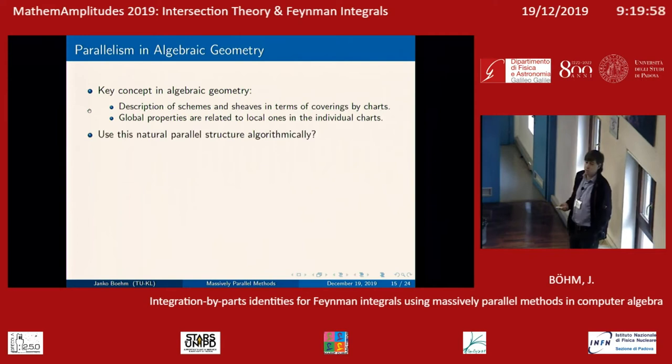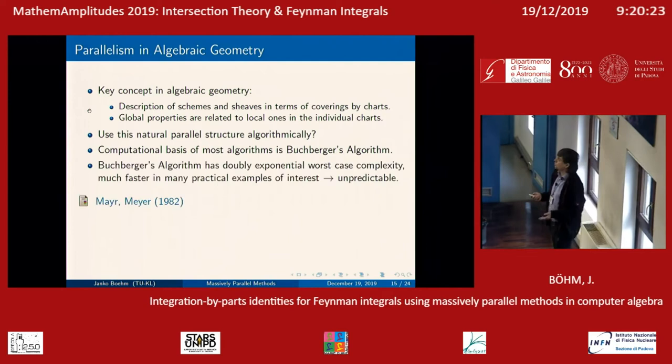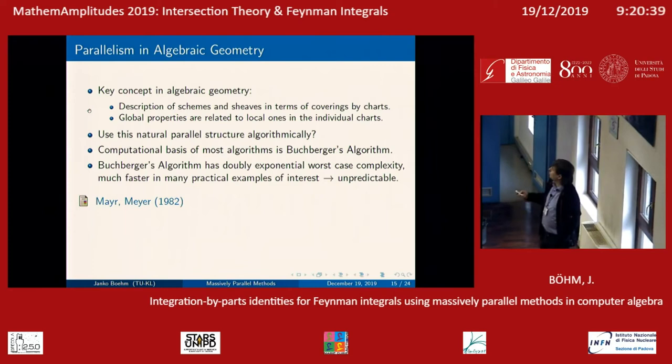If you want to use this parallel structure on a computer, you think in the first place, and this is why people didn't do it for long, that it's not really possible. And the problem is that a single chart may dominate your runtime, because in every chart you will somehow run this Buchberger algorithm, and the Buchberger algorithm is worst case doubly exponential, so it's not a very predictable algorithm. In many examples, it's very fast. Mayr and Meyer showed that it's double exponential.